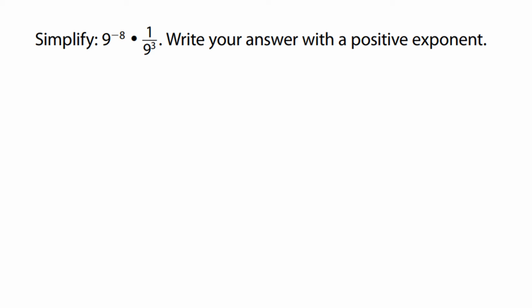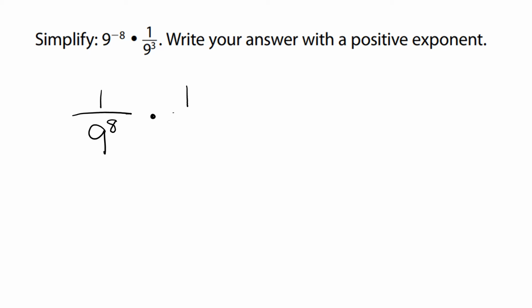The next problem says simplify 9 to the negative 8th power times 1 over 9 to the 3rd power, and write your answer with a positive exponent. To start this problem, we're going to rewrite 9 to the negative 8th as a fraction. When we write negative exponents as a fraction, the base number goes into the denominator, that's the bottom. The negative exponent, 8, changes to a positive 8, and the 1 gets left in the numerator, that's on top.